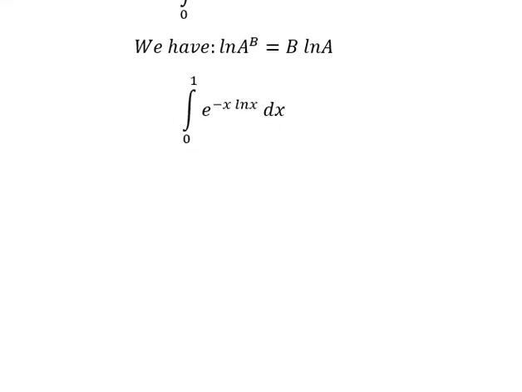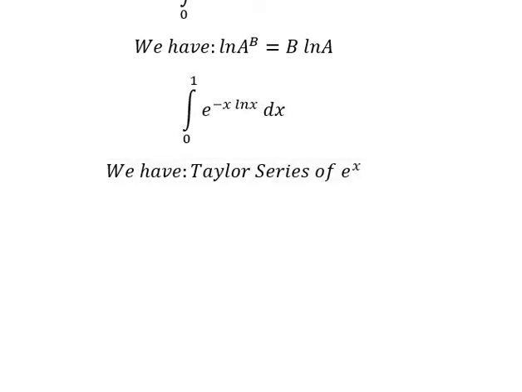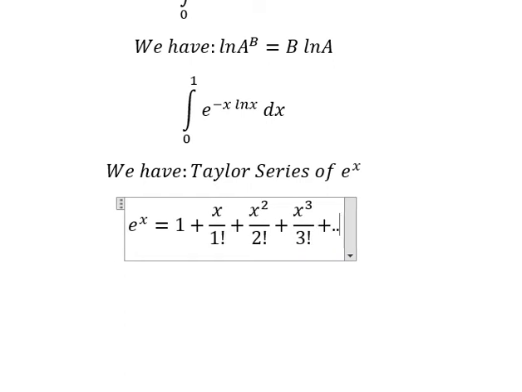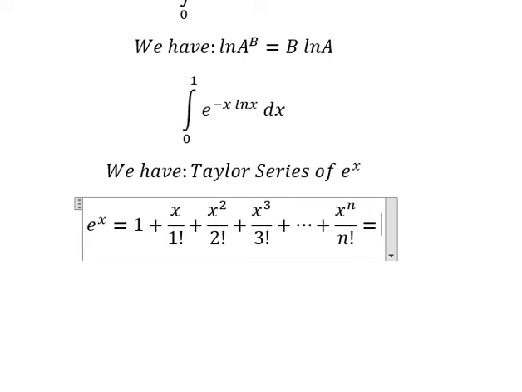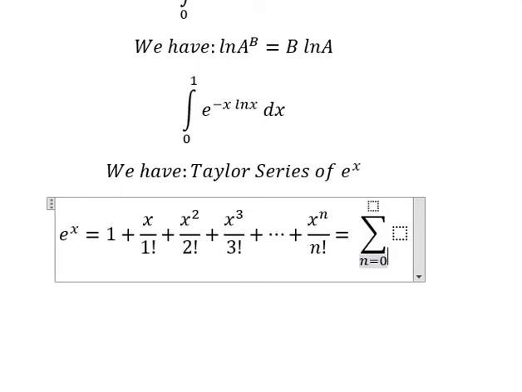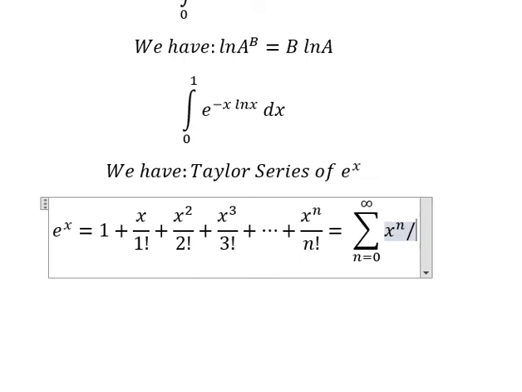Next, we have the next one. We can use the Taylor series of e to the power of s. So they should be like this. Or we can put it like this: the summation n equals 0 to positive infinity, and we have s to the power of n over n factorial.